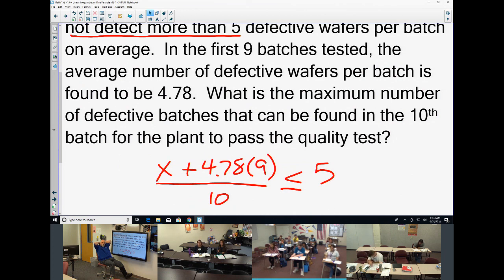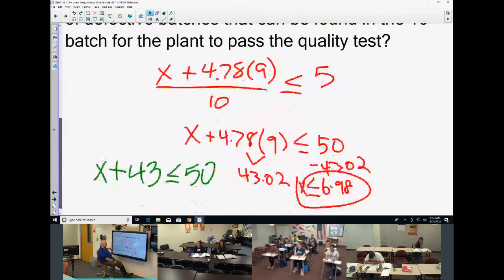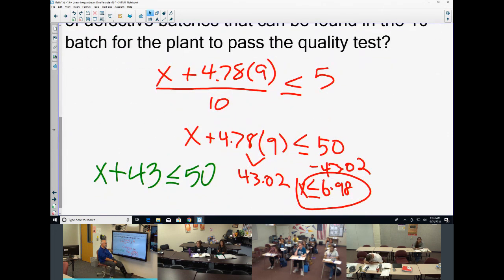X is less than 6.98. X is less than what? 6.98. Okay. So X is less than or equal to 6.98. Now, you can't really have 98 hundredths of a defective wafer. So in reality, what would be the maximum number of defective wafers then?